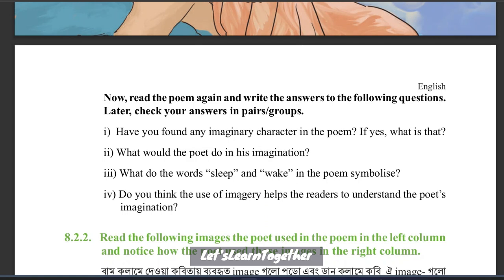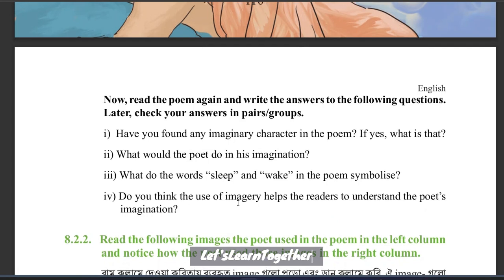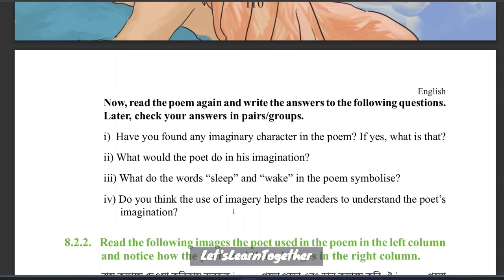Number four, do you think the use of imagery helps the readers to understand the poet's imagination? All right, that means the imagination of the poet that has been given in the poem, like he imagines himself to become a bird and then fly to his dear ones. The way he has described the whole scenario in the poem has helped us to visualize the scene clearly in our minds, and so we could understand the poet's thoughts and imaginations more clearly.